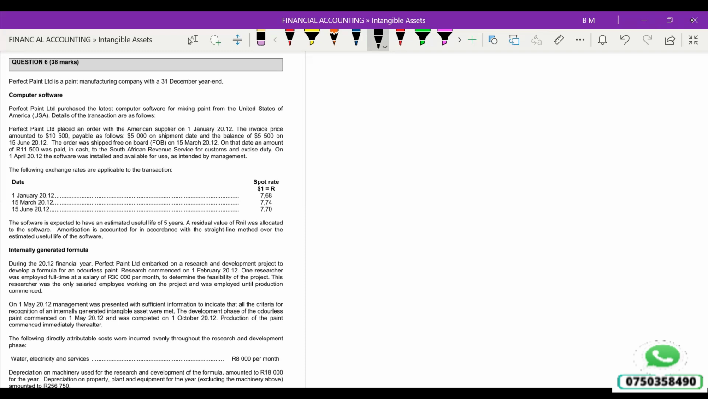Perfect Paint placed an order with the American supplier on 1 January 2012. The invoice price amounted to $10,500, payable as follows: $5,000 on shipment date and the balance of $5,500 on 15 June 2012. The order was shipped free on board on 15 March 2012, and on that date, an amount of R11,500 was paid in cash to the South African Revenue Service for customs and excise duty. On 1 April 2012, the software was installed and available for use as intended by management.